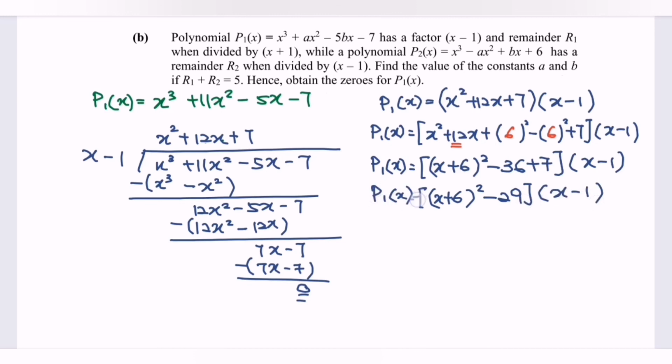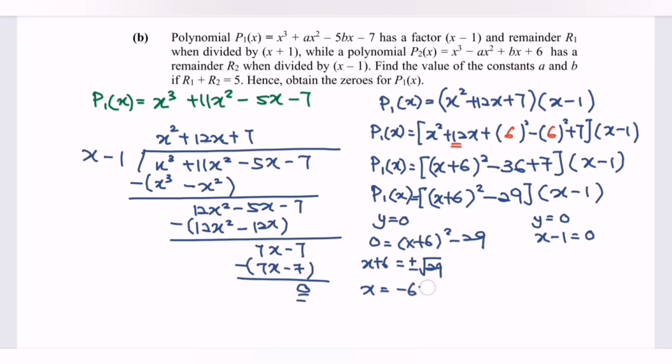The question mentioned to find the zeros. Meaning that when y equals 0, here we will have 0 equals x plus 6 squared minus 29, and y equals 0, so x minus 1 equals 0. Referring to the left hand side, we have x plus 6 equals square root of 29, positive or negative. Continue, x equals negative 6 plus the square root of 29 as the first root. The second root would be x equals negative 6 minus the square root of 29. The third one would be x equals 1.